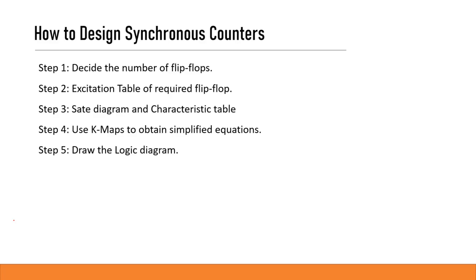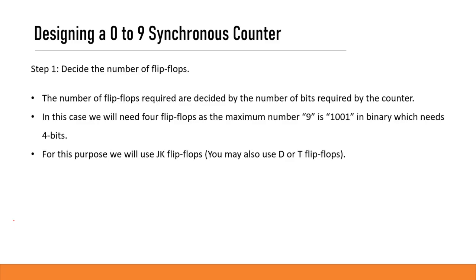Now let us see how we can use these steps to design a 0 to 9 synchronous counter. Step 1 is to decide the number of flip-flops. The number of flip-flops required is decided by the number of bits required, that is the maximum bits the counter uses. In our case it will be 4 because the greatest number 9 is 1001, which uses 4 bits. We're going to use JK flip-flops for doing this. You may also use D or T flip-flops, it's not a problem.